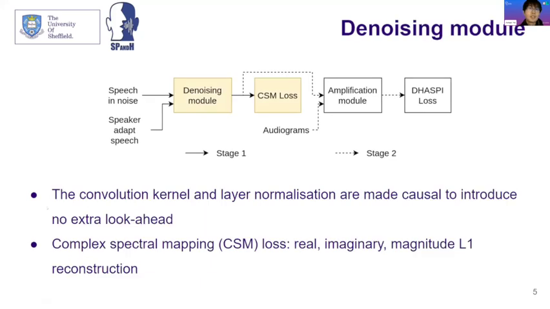The denoising module is DNN based, and the convolutional kernels and the layer normalization within the DNN are made causal to introduce no extra look ahead, so that it can meet the latency requirements. The DNN is trained with the complex spectral mapping loss, which is in the time frequency domain and consists of the L1 reconstruction of real, imaginary, and magnitude, basically.